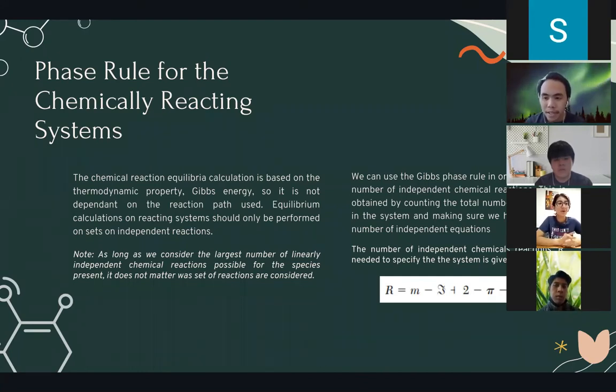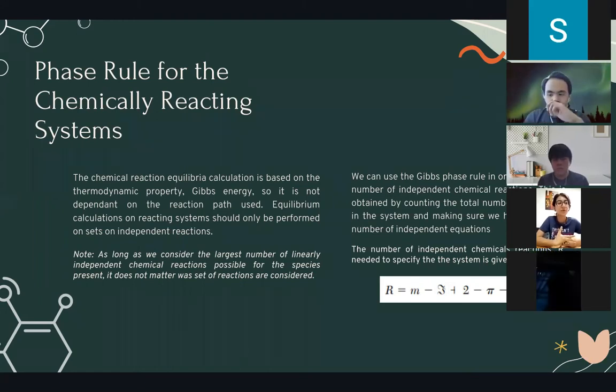All right, as for my part, which is phase rule for the chemically reacting system, we know that chemical reaction equilibrium calculation is usually based on thermodynamic properties. So as we know, Gibbs energy is not dependent on the reaction path used. Equilibrium calculations on reacting systems should be performed on sets of independent reactions. As long as we consider the largest number of linearly independent chemical reactions possible for the species present, it doesn't matter which set of reactions we actually considered.